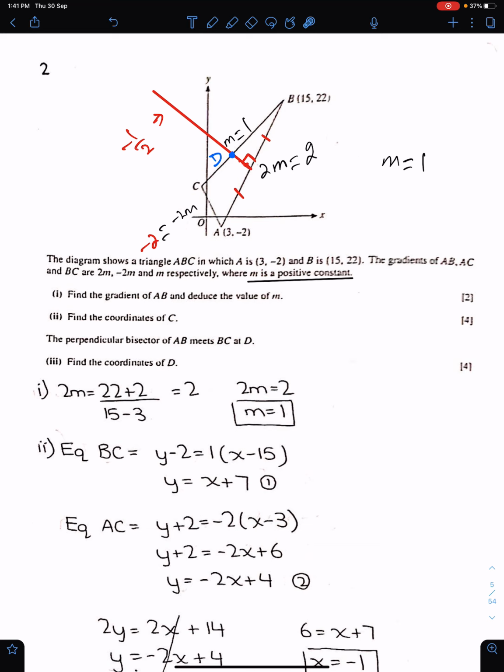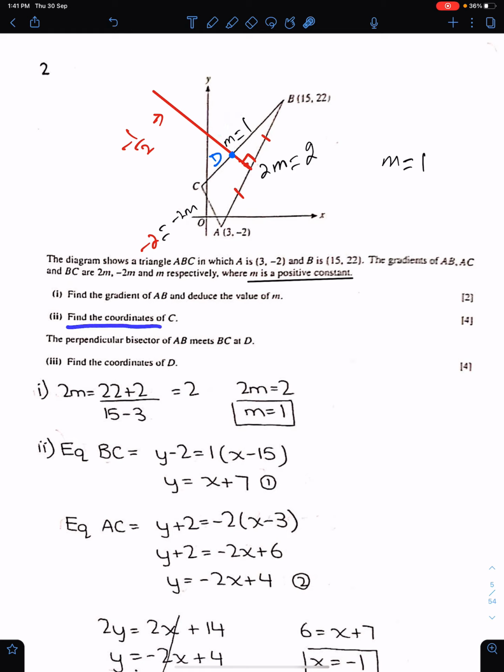Now, since we have found the value of m, we can easily find the gradient of AC and CB. By substituting plus 1 here, we get the gradient of AC, which is minus 2, and the gradient of CB is m, so it's 1.